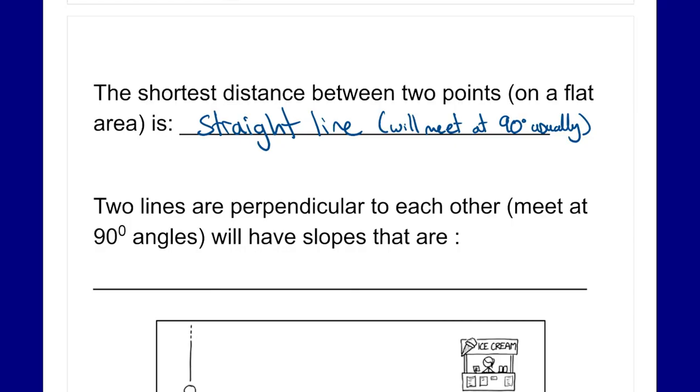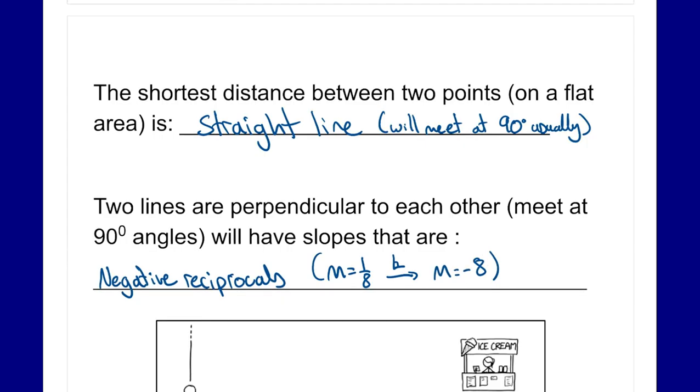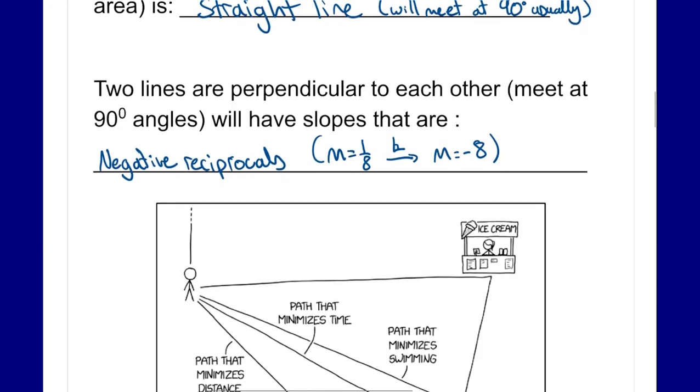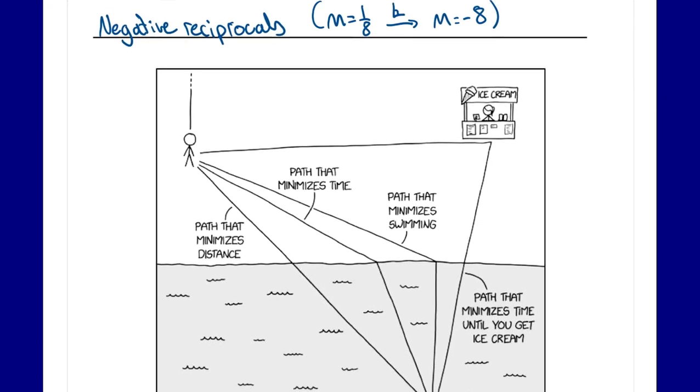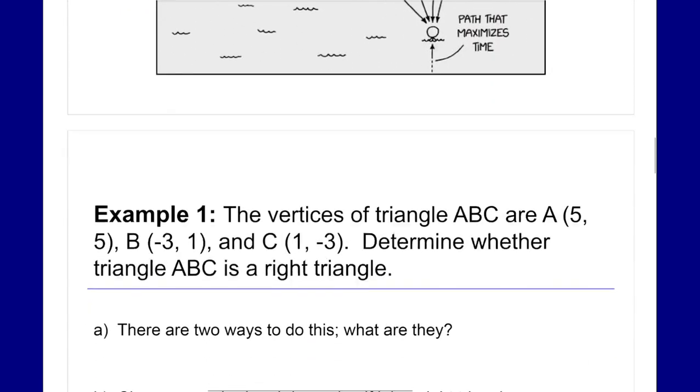And if two lines are perpendicular to each other or meet at 90 degrees, they have slopes that, we talked about this before, are negative reciprocals. So an example might be, let's say we have a slope of 1/8. Then the perpendicular slope would be, we flip it and make it the opposite sign. So 8/1 or -8. So those are some of the properties we want to keep in mind when we're talking about perpendicular or the shortest distance, depending on what our question or scenario has.